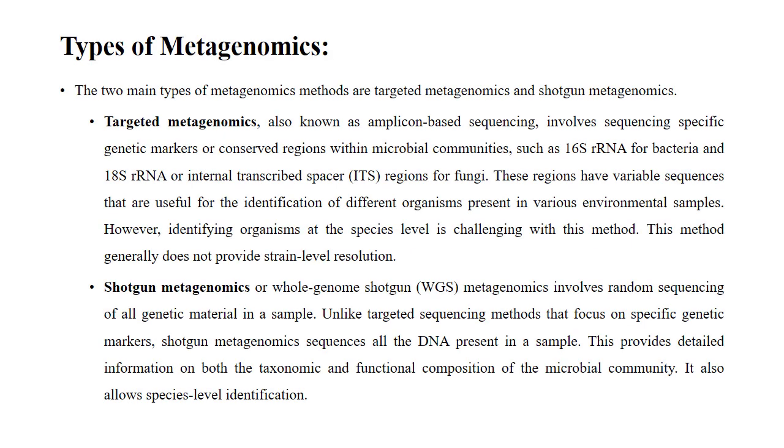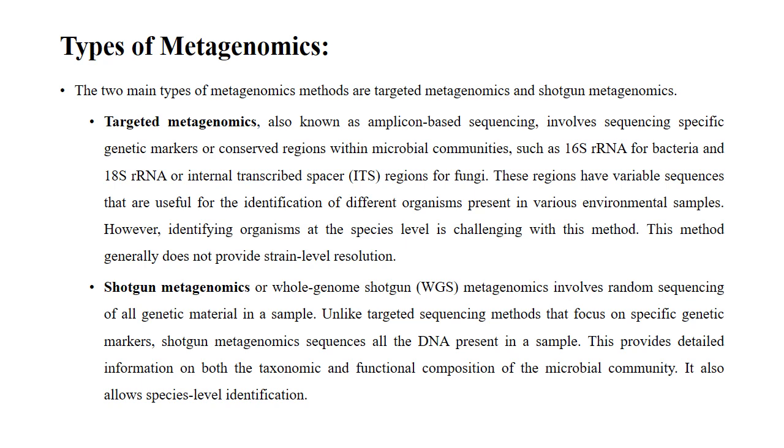There are two types of metagenomics. One, targeted metagenomics, and the second one is shotgun metagenomics. Targeted metagenomics is also known as amplicon-based sequencing, which involves sequencing specific genetic markers or conserved regions within the microbial community, such as 16S rRNA for bacteria and 18S rRNA or ITS regions for fungi. These regions have variable sequences that are useful for identification of different organisms present in the environmental sample. This method generally does not provide strain level resolution.